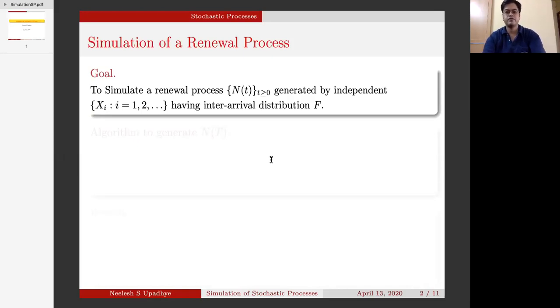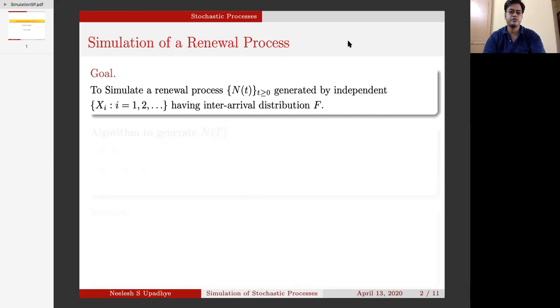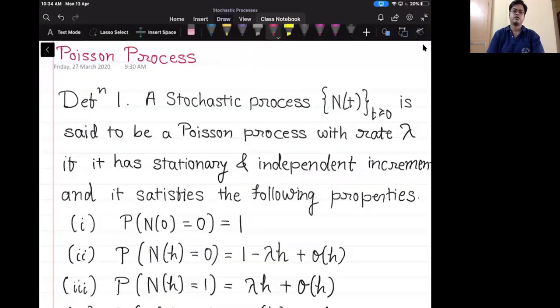In the last few lectures, we have used this renewal process when we have seen a special form of renewal process that is called Poisson process. So let us first recall the definition of a Poisson process in order to understand how to simulate renewal process. Let us first recollect what we have studied when we studied Poisson process.